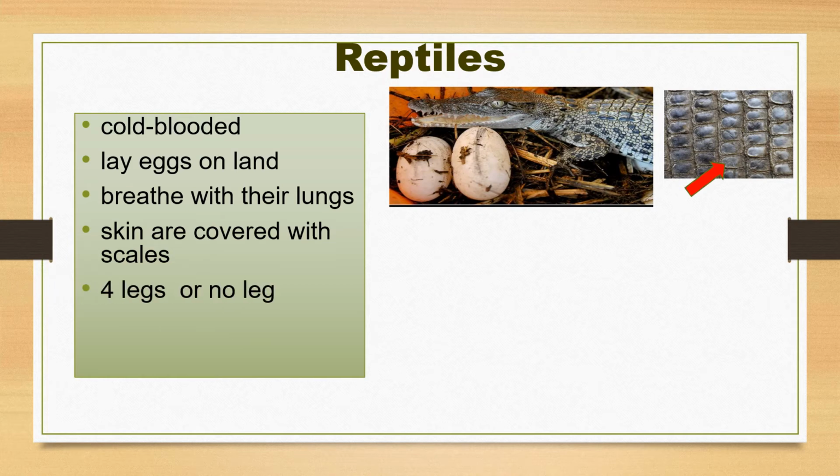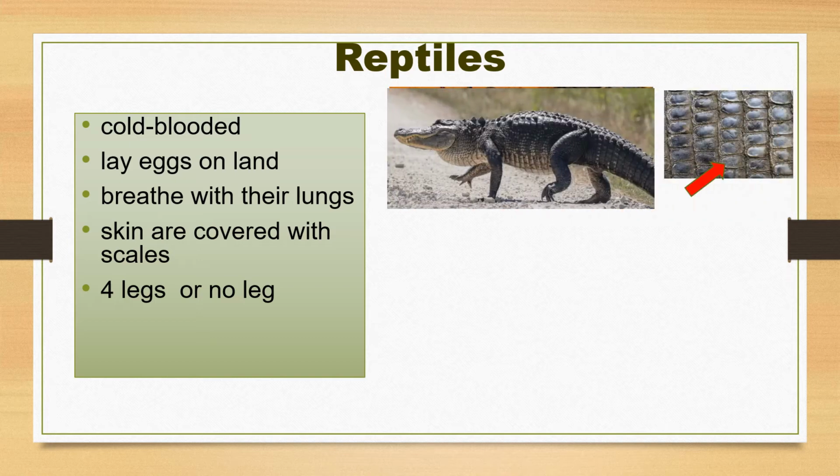Reptiles have 4 legs or no legs. Now let us see an example of reptiles having 4 legs. So you have here the crocodile having 4 legs. What about reptiles having no legs? It is the snake. So you can see there is no leg there.